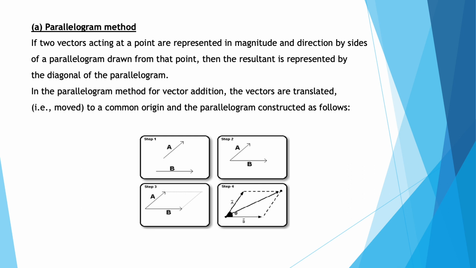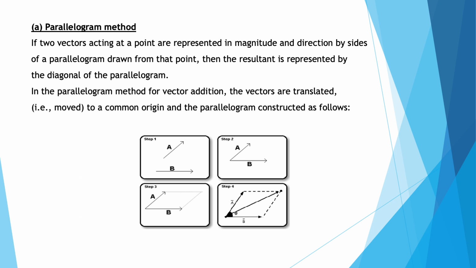Here we are treating the two vectors as the adjacent sides of a parallelogram. In the first step, we have to take proper measurement, proper scaling for the vectors. In step 2, if any angles are given, we have to draw the angle. We have to mark the angle using a protractor, and we have to bring the vectors in such a way that they maintain a common origin. The parallelogram method is otherwise called the tail to tail method.